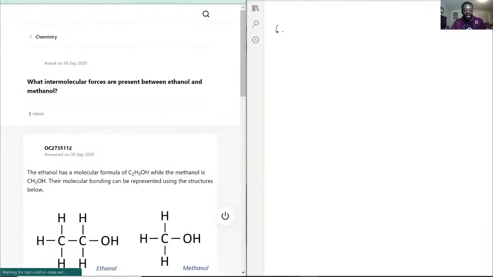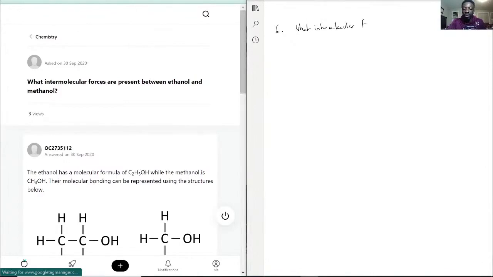This question is asking, what intermolecular forces are present between ethanol and methanol? Okay, so with that being said, give me a few seconds to make sure that we get any sounds. Ethanol and methanol, right? Let me just write the question down.